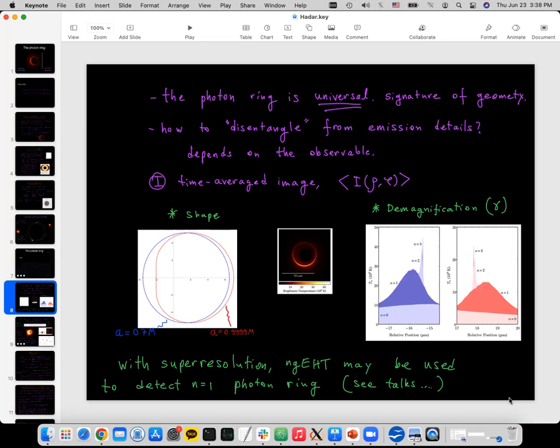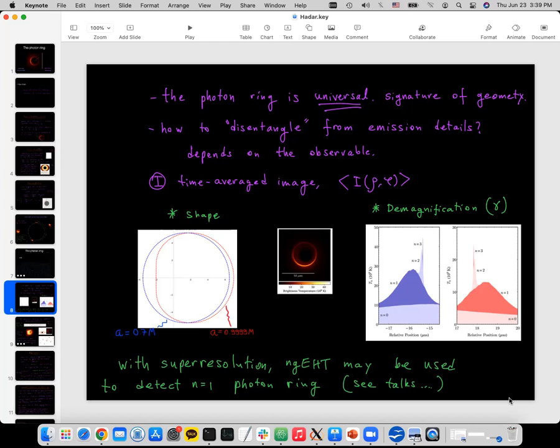So if we can really measure the shape of the photon ring, also suggested by Gralla, Lupsaska, and Moroni, we can really perform interesting tests of general relativity and measure the spin. Another way to test GR and to measure spin is to look at the demagnification between subrings.